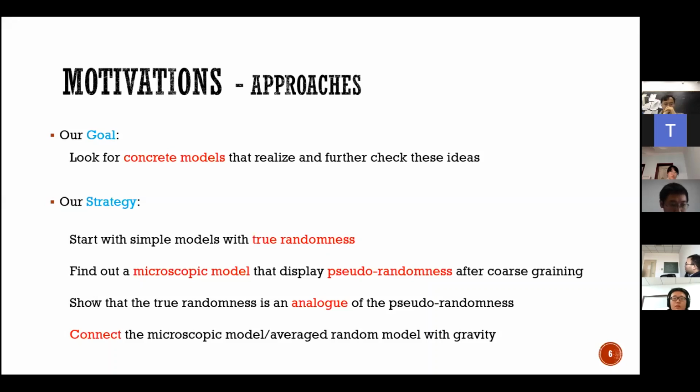And to achieve this goal, we are going to take the following strategy. We are going to start from some simple models with true randomness, and then we will try to find the microscopic parent theory that could have some pseudo randomness emerging after we do some coarse graining or we ignore some microscopic degrees of freedom. Hopefully, this will become clearer in the later examples. And then we will show that this pseudo randomness is actually an analog of the true randomness, or the other way around. And hopefully we can connect the different random theories with gravity. So that's the plan for today.